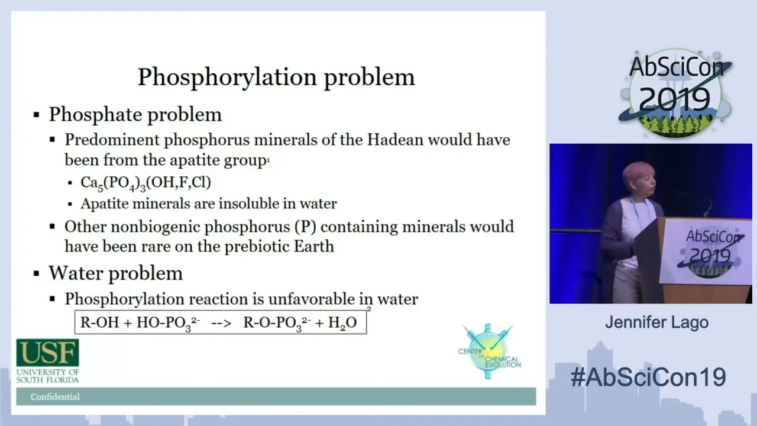So just a brief overview of the phosphorylation problem. In prebiotic chemistry, incorporating phosphorus into biomolecules has been a known problem that has been studied for years. It's actually a two-part problem, part of it being phosphate itself: the predominant phosphorus-containing minerals on the Hadean Earth would have come from the apatite mineral group, the calcium phosphates, which are actually very insoluble in water.